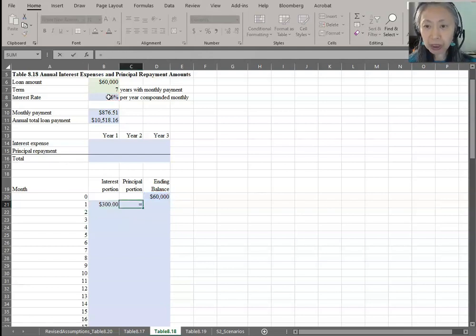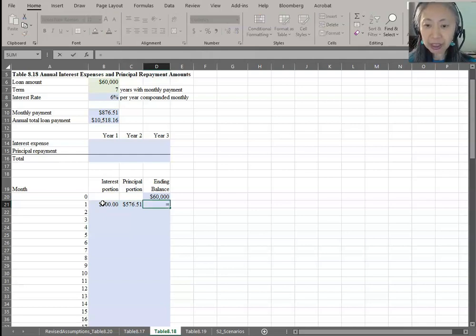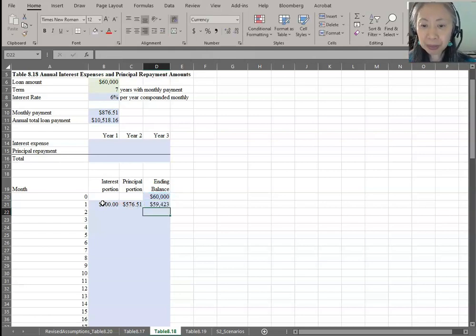And the principal portion is the total monthly payment. Again, that remains fixed because this is an amortized loan. We'll make that absolute, minus the interest portion. That's your principal portion. The next year's remaining balance, the new ending balance, is the previous ending balance minus the principal portion.